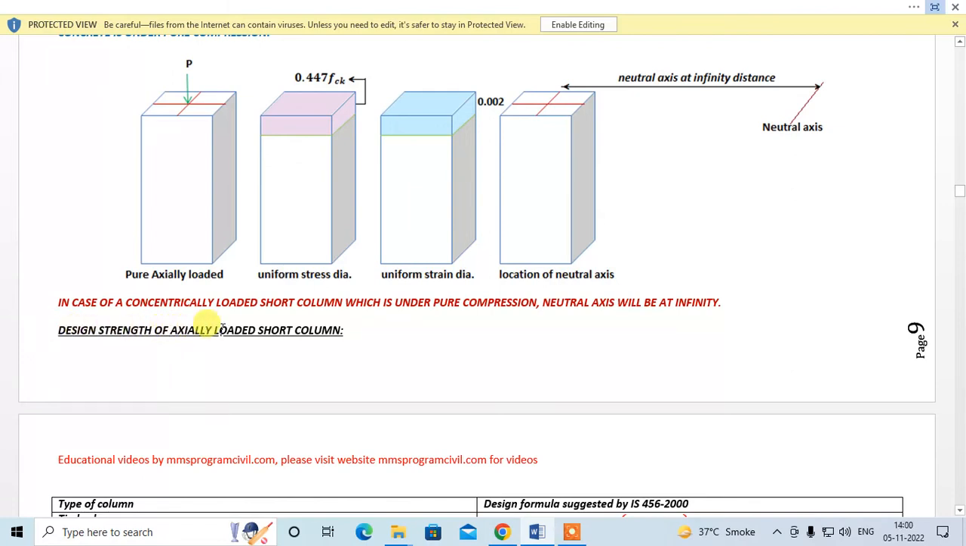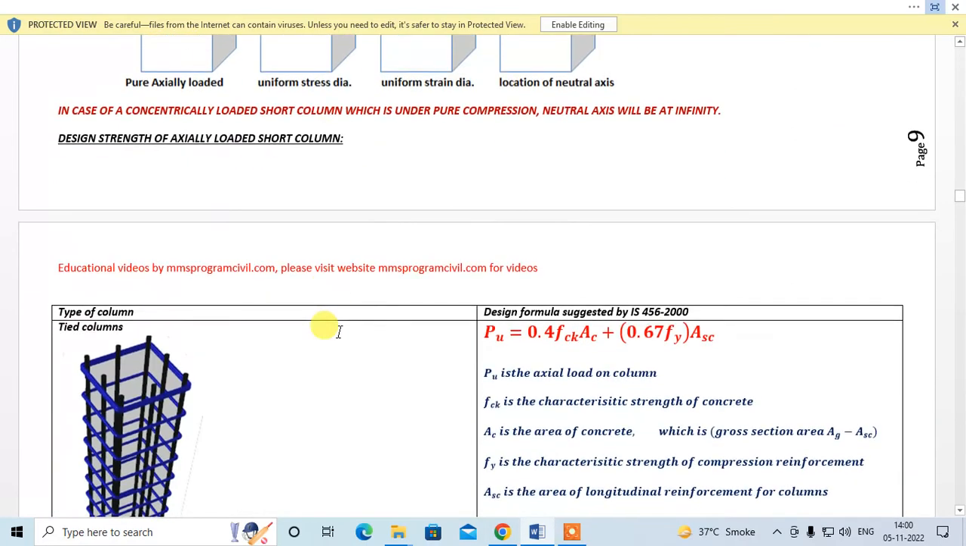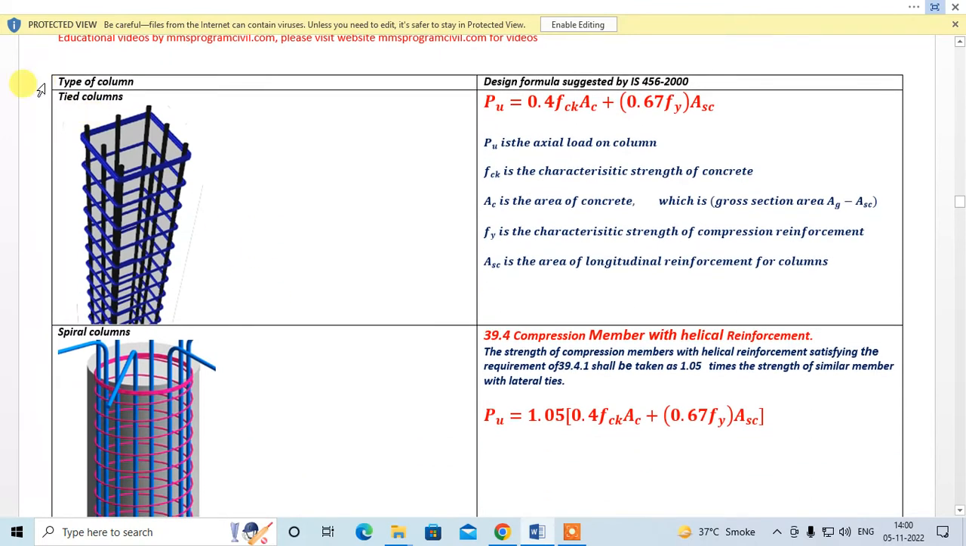Now design strength of axially loaded short column. Type of column, tied columns. Design formula suggested by IS 456-2000. So this is the formula given in the code. Pu is equal to 0.4 fck into Ac plus 0.67 fy into Asc. Pu is the actual load on the column, or you can say Pu is the load carrying capacity of the given column section. fck is the characteristic strength of concrete.